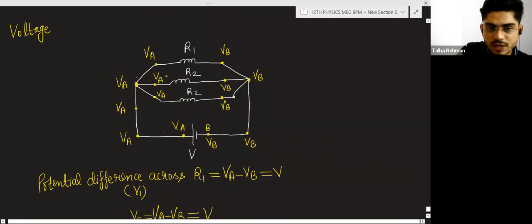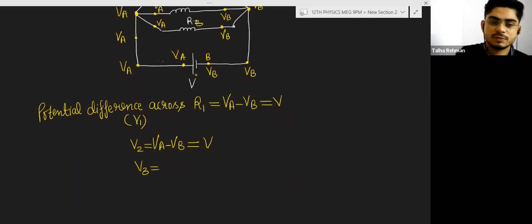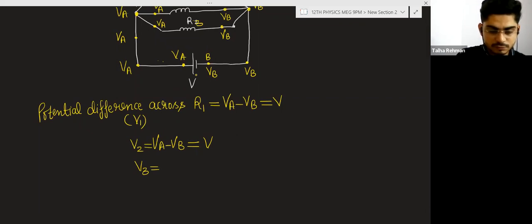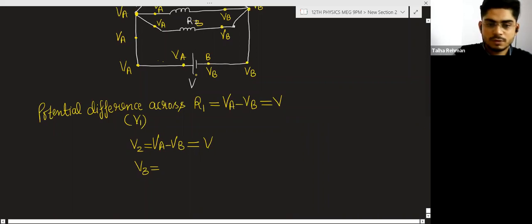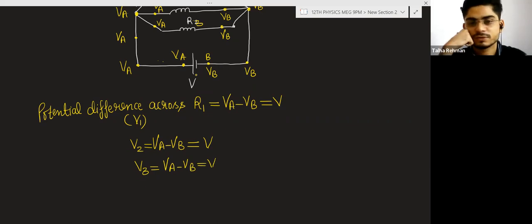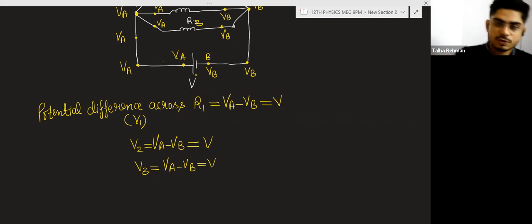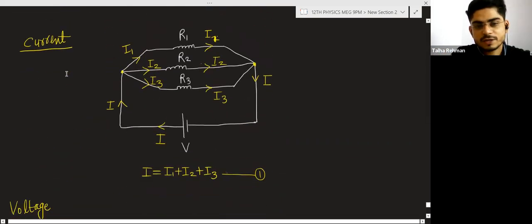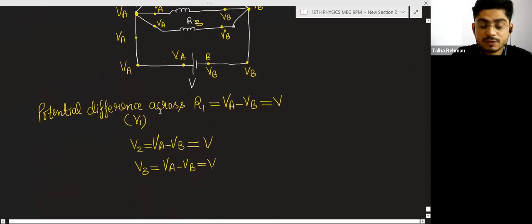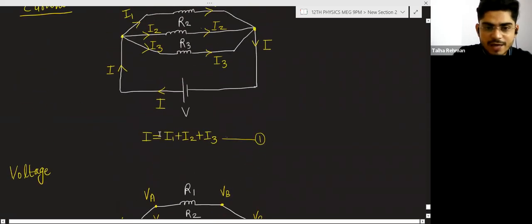This is R1, this is R2, and this is R3. I am explaining this. V3, so I will again write VA minus VB, and this is again equal to V. See here, VA minus VB is the potential difference across R3. Very simple. So you have seen the distribution of current in the parallel combination and the distribution of voltage across the resistors in the parallel combination.